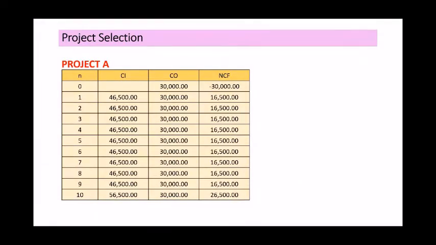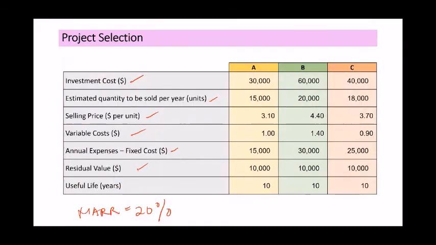Okay, what is the second thing that you're going to do? You are going to make the project cash flow. So we have the cash in and we have the cash out. So what are the components? For example, for project A, what are the components of the cash in? Okay, why is it 46,500? Where did we get that? Okay, so we have here what we call revenue. So revenue is cash in.